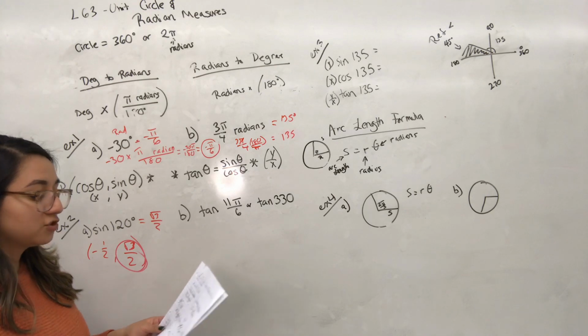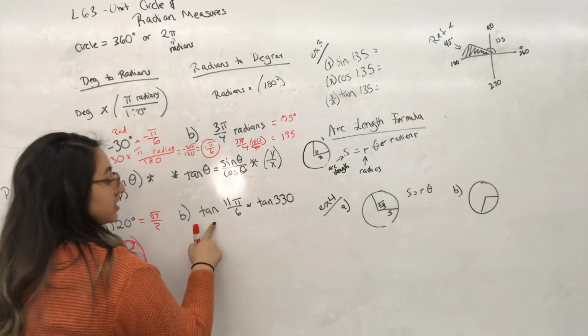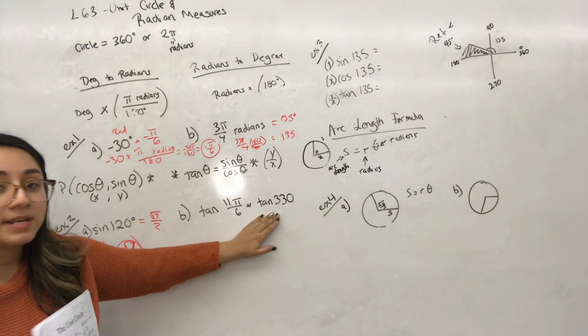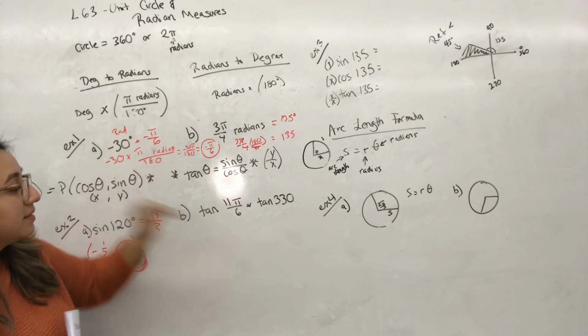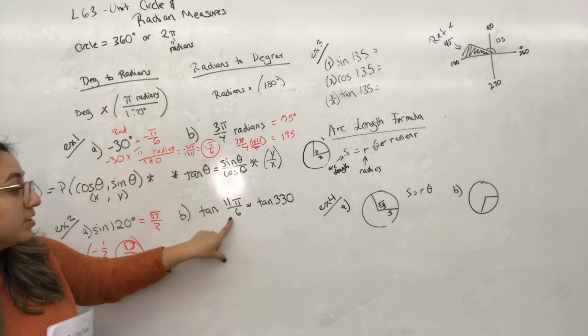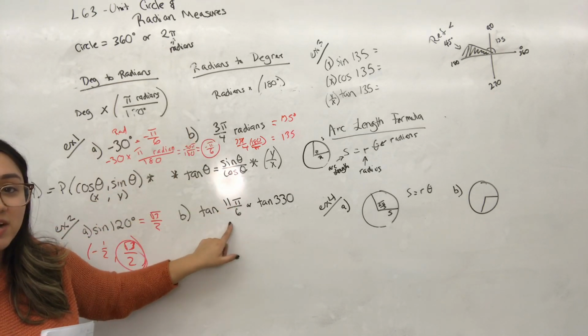B is where it gets a little trickier, because sine and cosine are just from looking at it. Tangent: so tangent of 11π radians over 6, or a tangent of 330 degrees. What I do to simplify into degree form for the radians is I do 11 times 180 divided by 6.